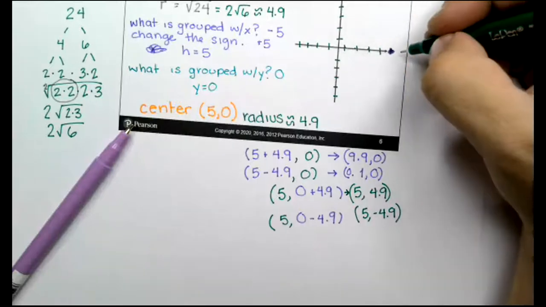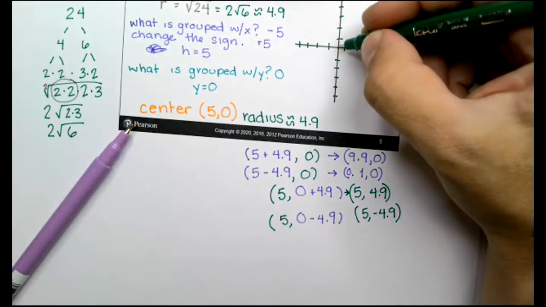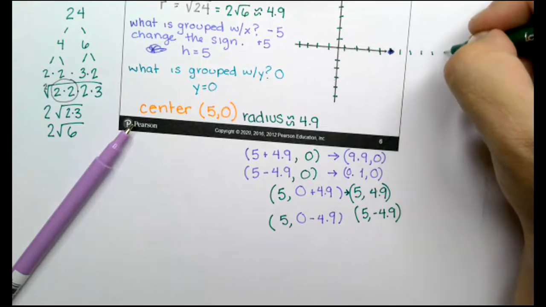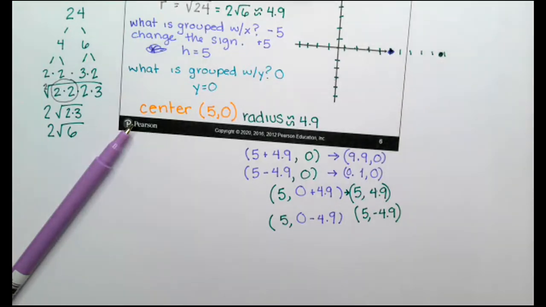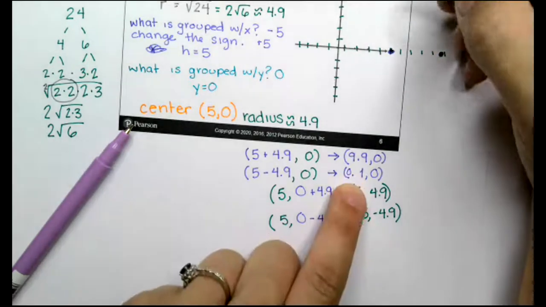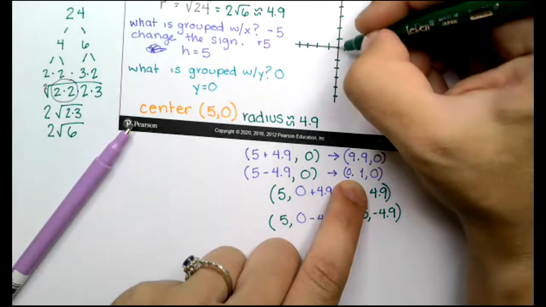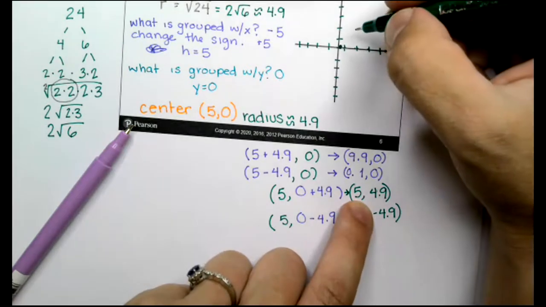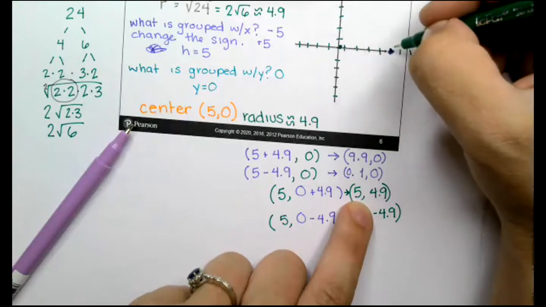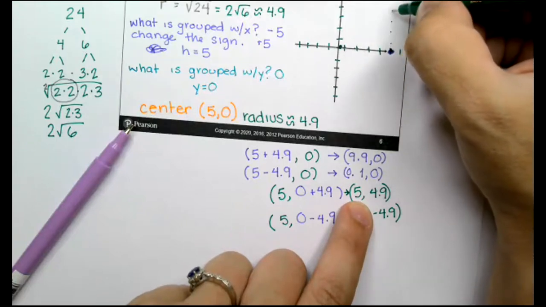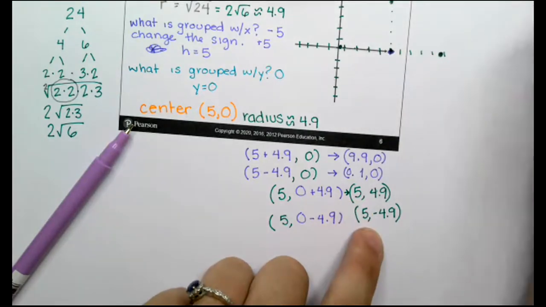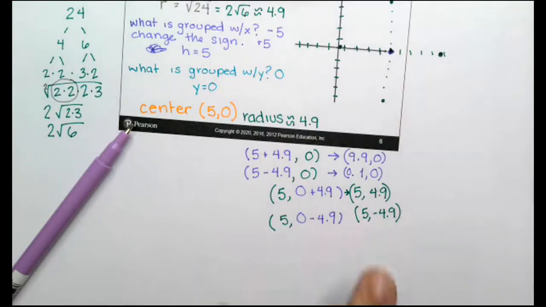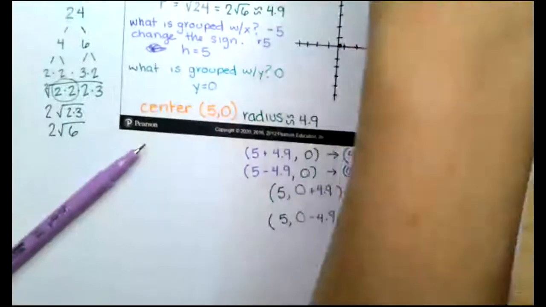Or I can just count. So (9.9, 0) means I go all the way out: 1, 2, 3, 4, 5, 6, 7, 8, 9, almost to 10. (0.1, 0): I am almost at the origin. (5, 4.9): 1, 2, 3, 4, 5, up to 4.9, almost to 5, just below 5. (5, negative 4.9): same thing in this direction, almost to 5. And then I just try to connect those points.